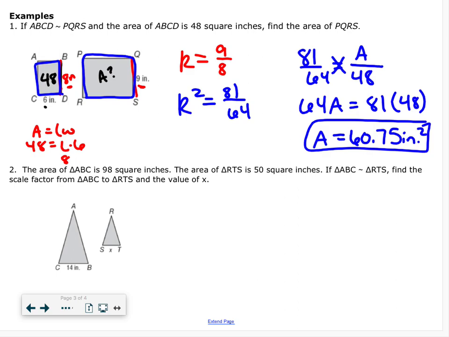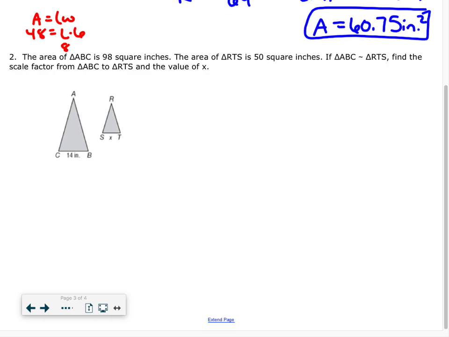With a rectangle, there are some other ways to do it, but I'm going to try to stick with focusing on this area ratio to help figure it out, especially as we get into different shapes. Number 2, the area of triangle ABCD. So the area of this triangle is 98 inches squared. The area of this one is 50 inches squared.